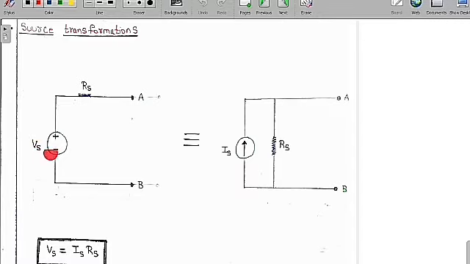Let me assume this is the voltage Vs and this is the resistance Rs. So we are going to convert this practical voltage source into a practical current source. If you know one parameter, then we are going to see how to figure out the remaining things.